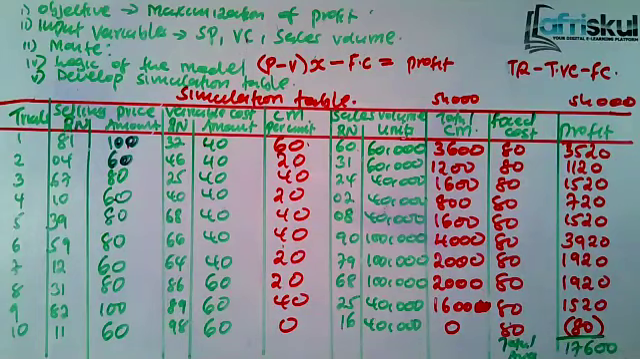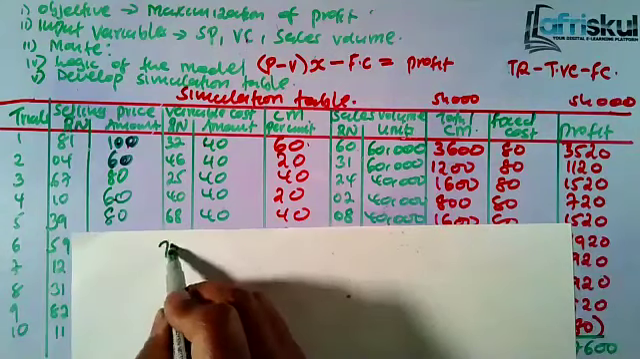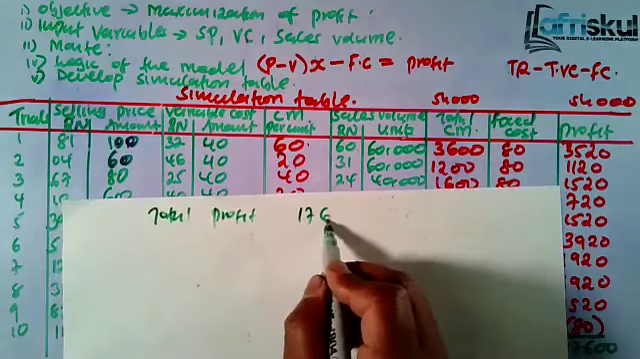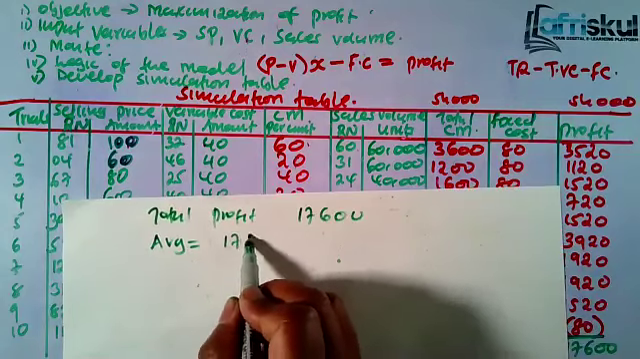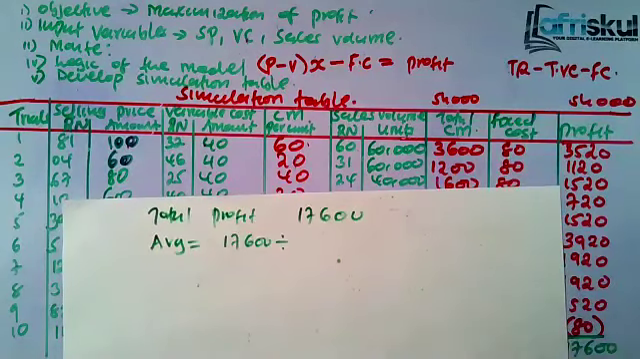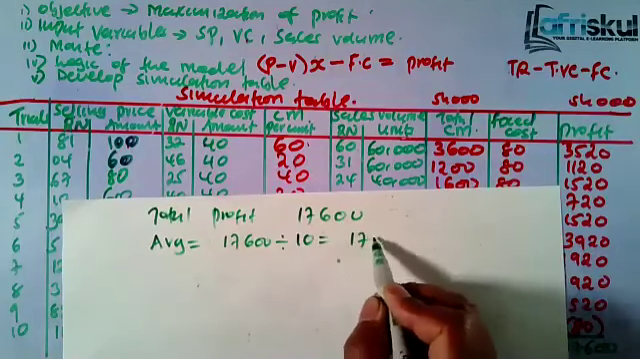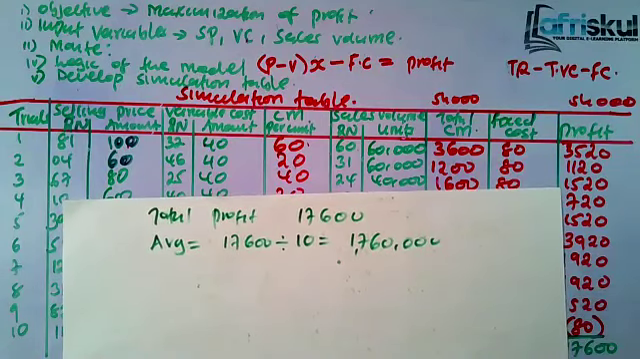Then from there you get the average. How do you get the average? We have seen that the total profit is 17,600, and to get the average, you divide 17,600 by the number of trials. We had 10 trials. That means it would be 1.76 million. And that's what the examiner wanted.